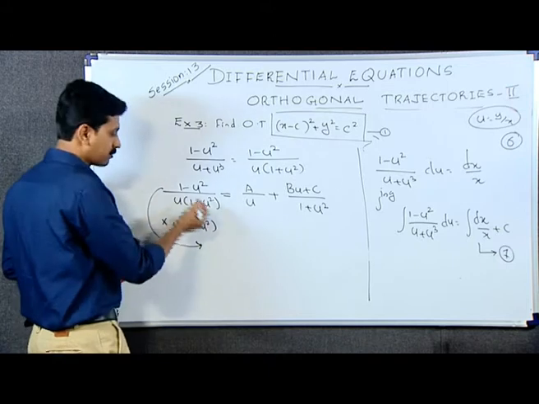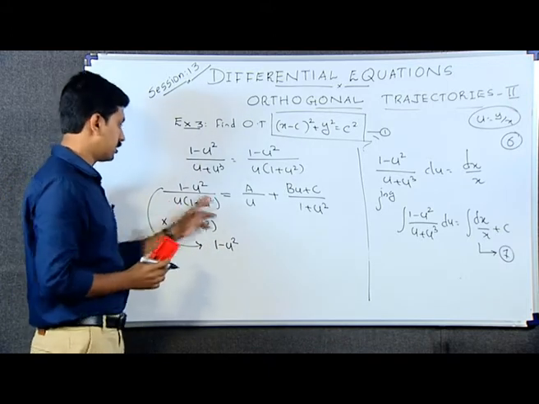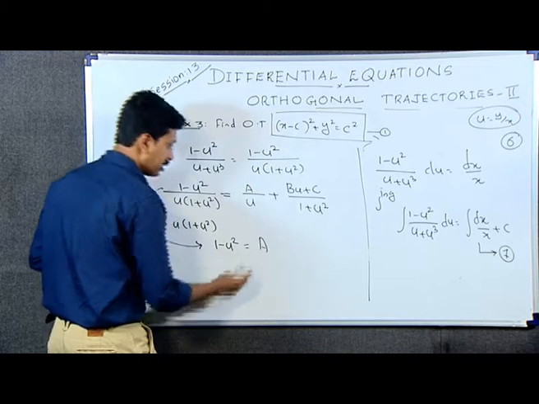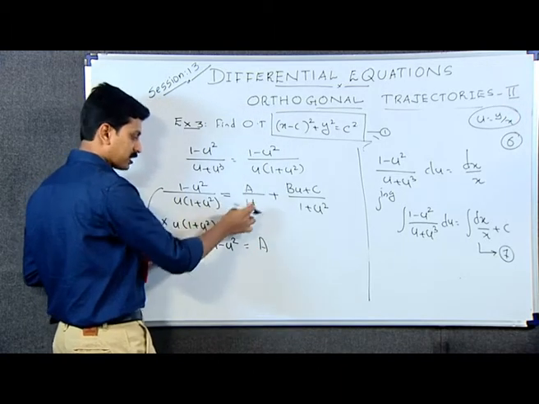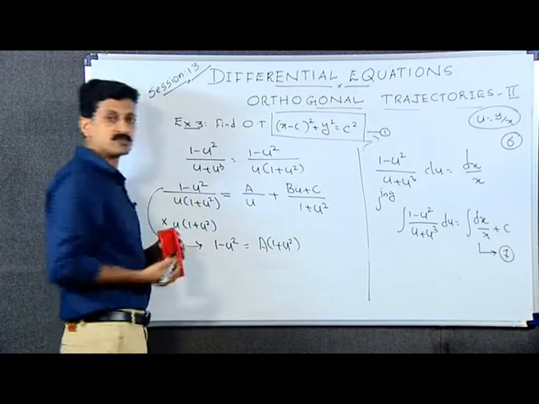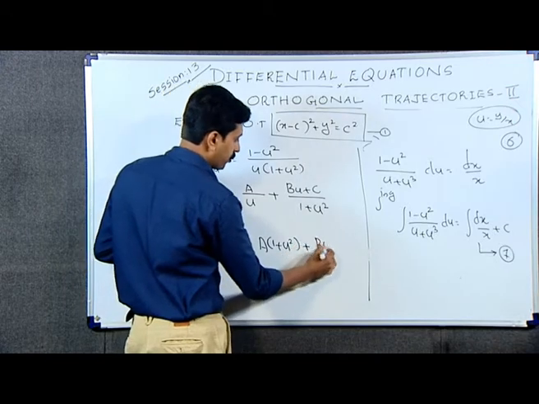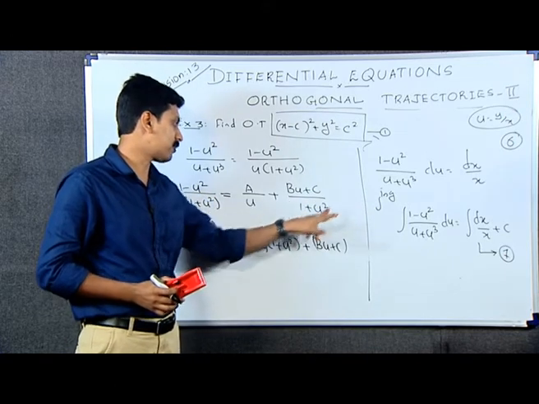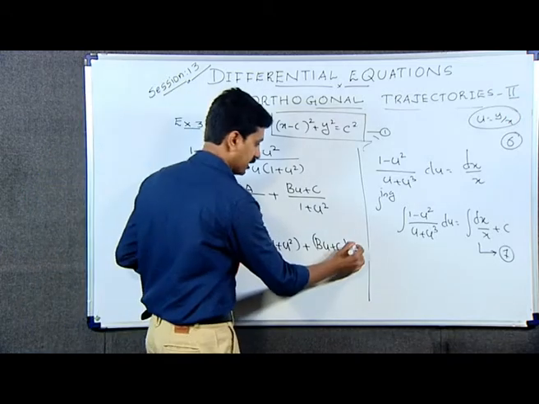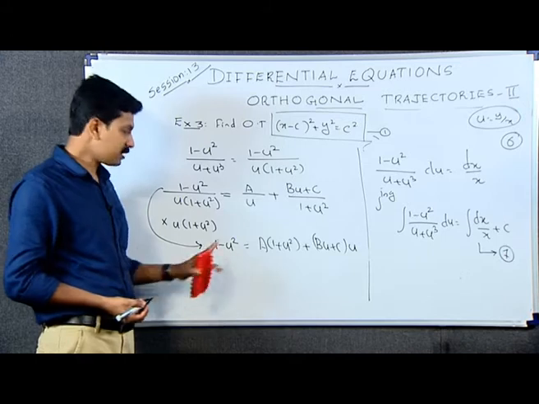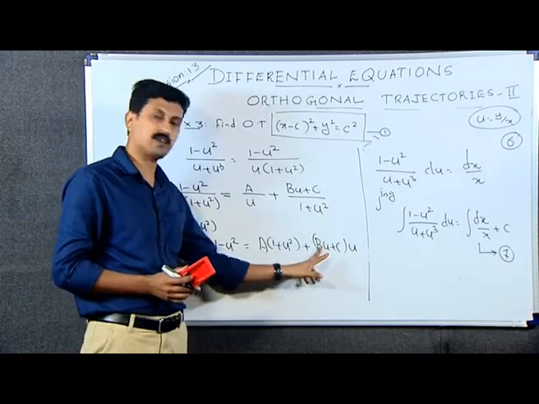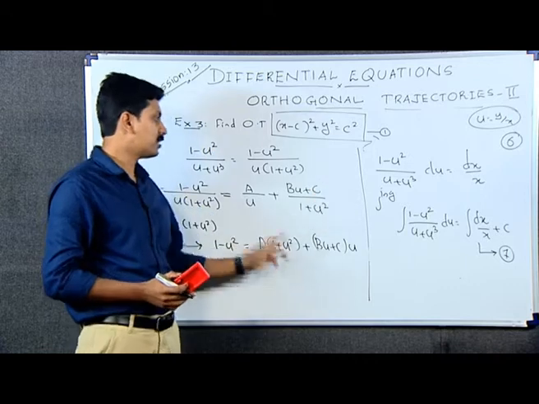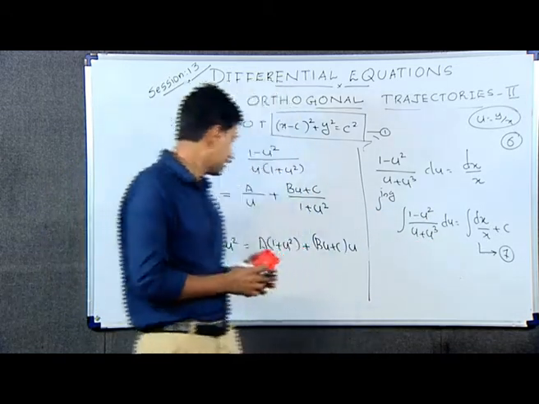Therefore, 1 minus u square remains here as the numerator. The denominator will be cancelled with u into 1 plus u square, and this is equal to a into u into 1 plus u square; it will cancel u and u. The remaining is only 1 plus u square, and plus b u plus c, where the denominator term 1 plus u square cancels. The only remaining term is u. See, this is the final equation. From here we can determine the values of a, b and c, and you can solve this very easily.